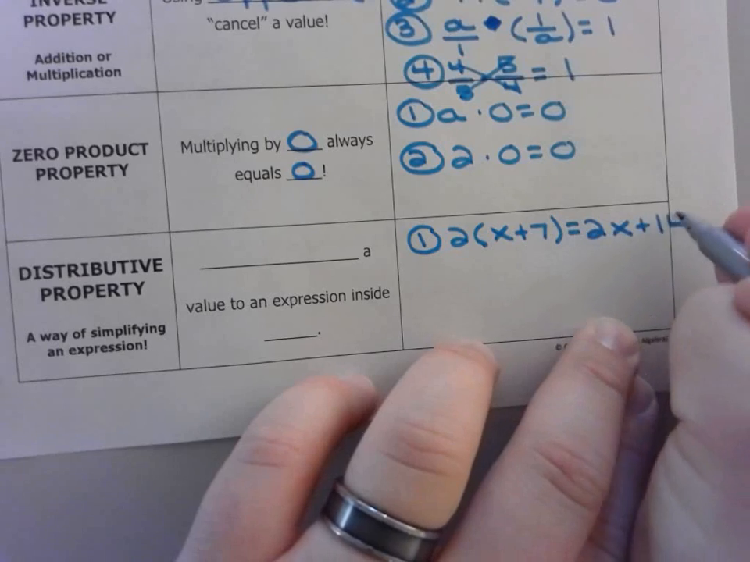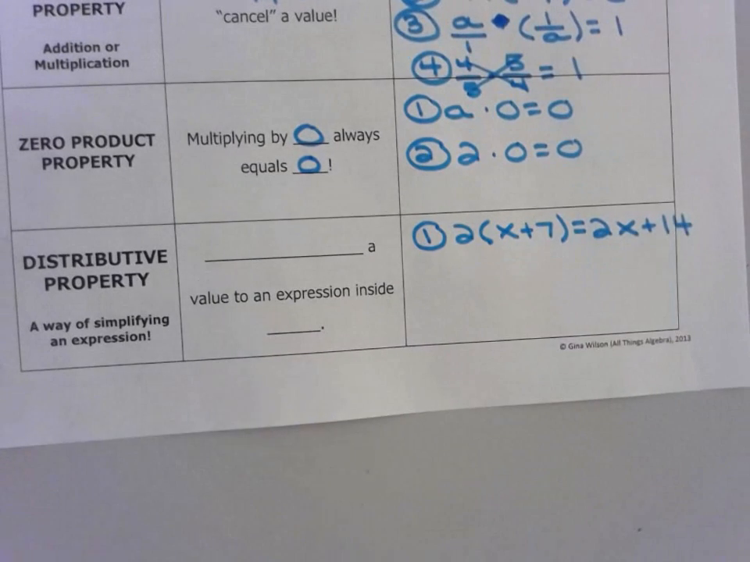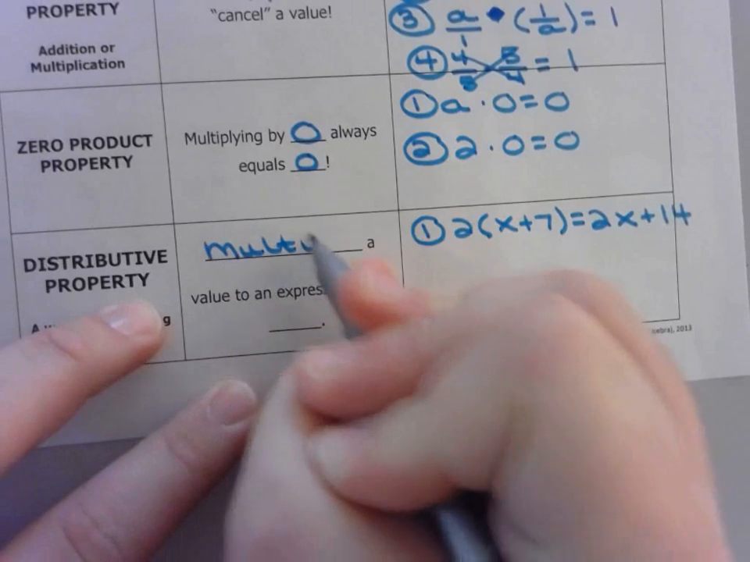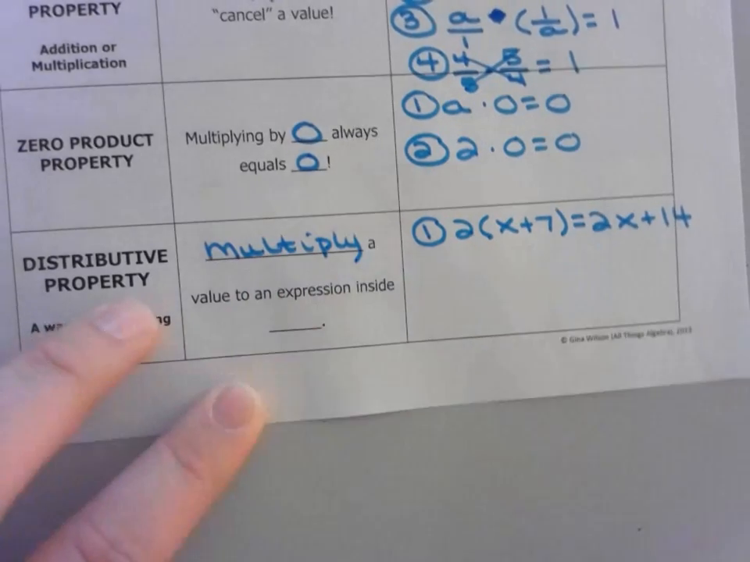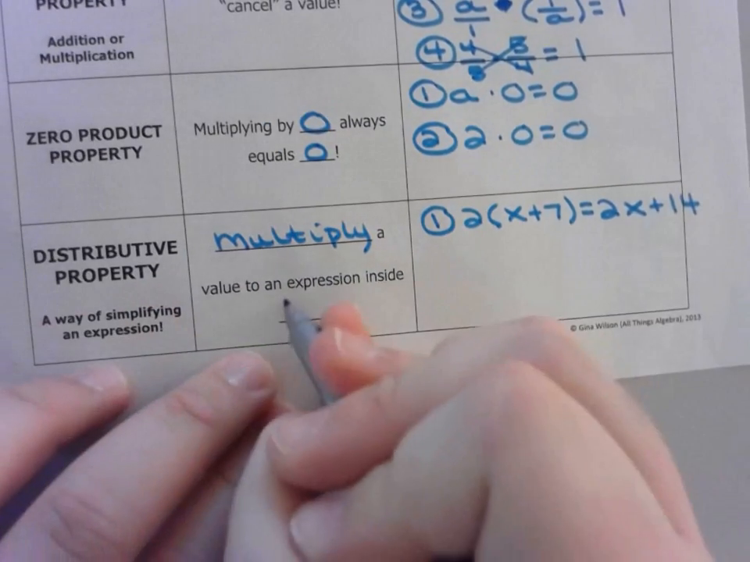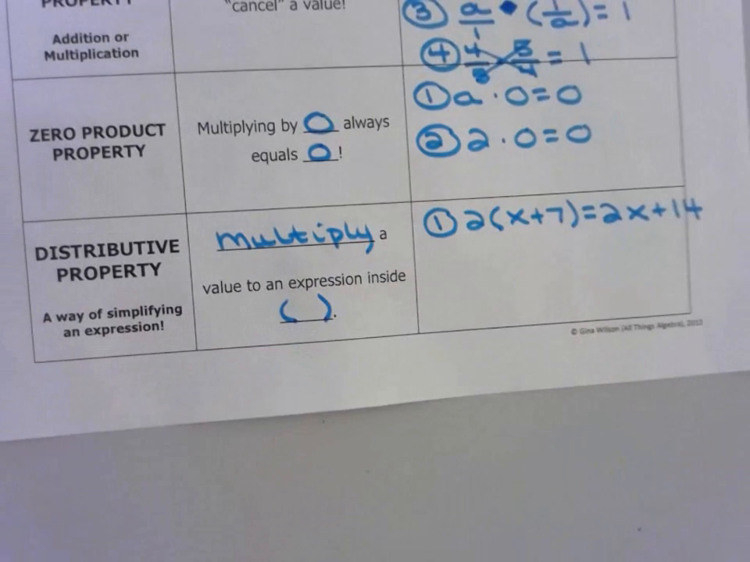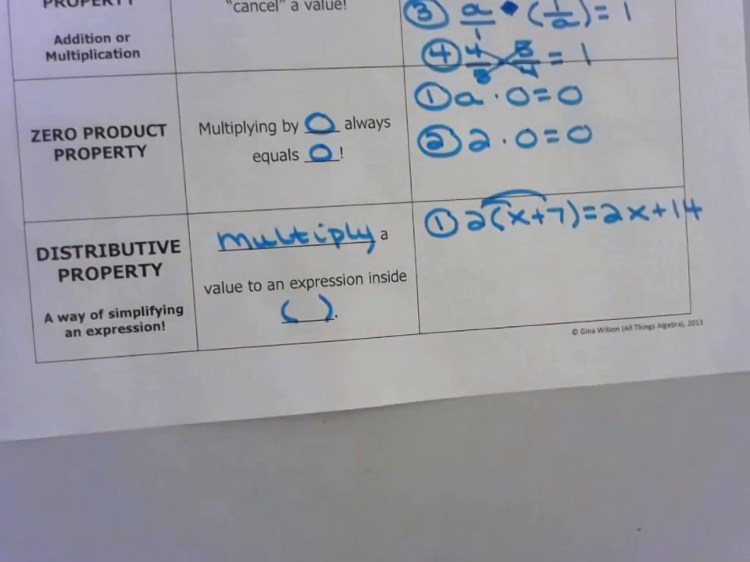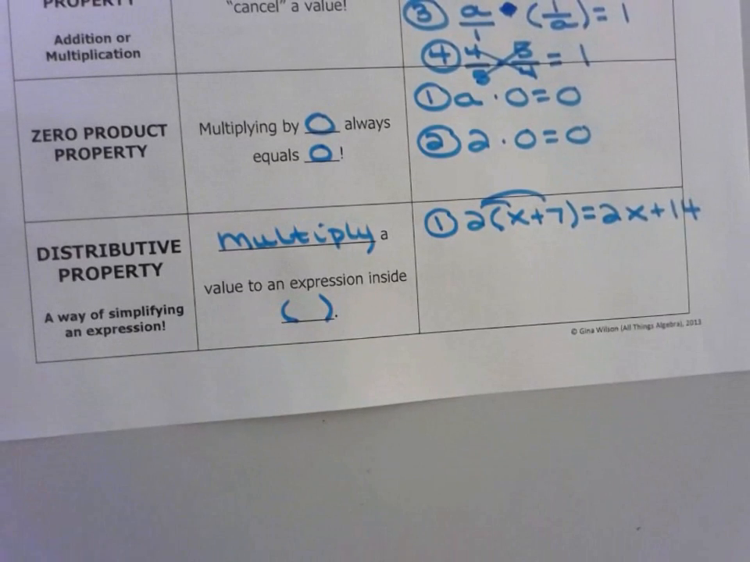Now, let's actually describe. You kind of know what to do, but what did I actually use? Yes, Xavier. Multiplication. So distributive property, I am multiplying a value to an expression inside parentheses. So I take the number on the outside, which was the 2, and I distribute or multiply it by every term on the inside. So 2 times x plus 7 is 2x plus 14.